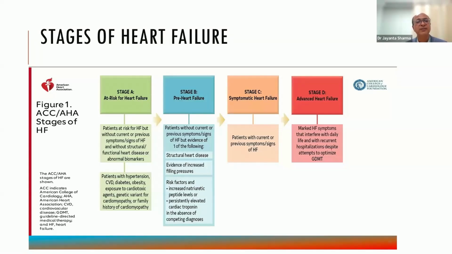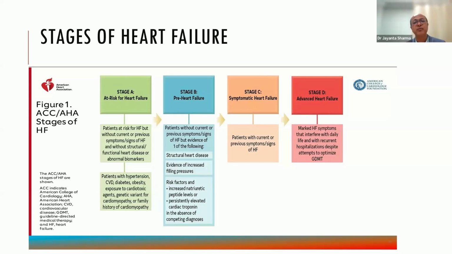Who is at risk for heart failure? The at-risk patients are those suffering from hypertension, diabetes, obesity, exposure to cardiotoxic drugs, a genetic variant for cardiomyopathy, or a family history of cardiomyopathy. They are at risk for heart failure and are termed stage A patients.